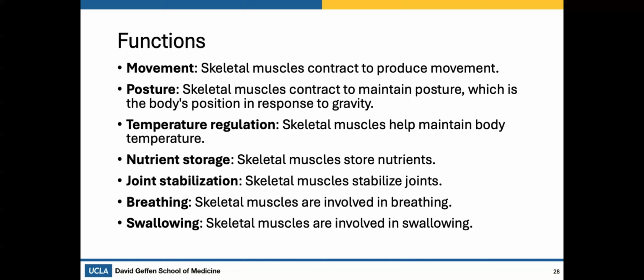nutrient storage. Skeletal muscles store nutrients. Joint stabilization. So these muscles help stabilize joints and prevent them from twisting and bending inappropriately. Breathing. These muscles are used in the process of breathing, particularly the intercostal muscles. And swallowing. Skeletal muscles are involved in swallowing, in that swallowing reflex.